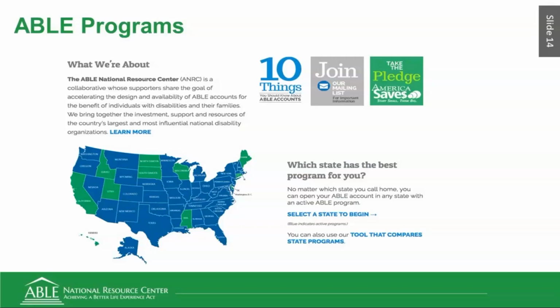So the ABLE National Resource Center has tools for you to compare options such as fees, or whether there's a minimum initial deposit, or whether there's a debit card. It's one of the great resources on our website, and we're updating this information regularly. As new states come on board, or as the state you might already be in updates its information, keep checking out this tool, and also make sure you're signed up for our listserv as well.